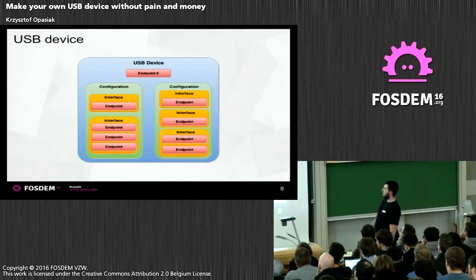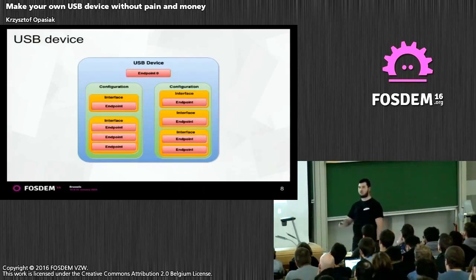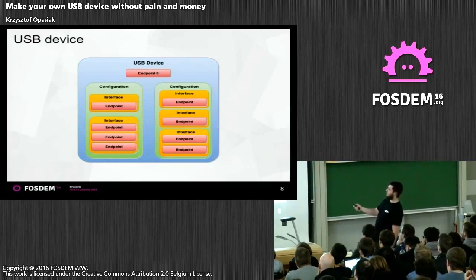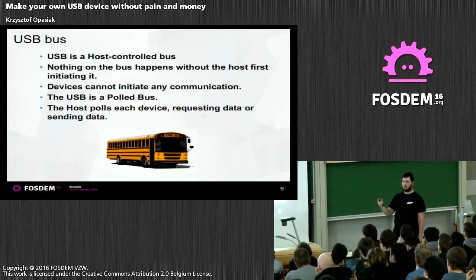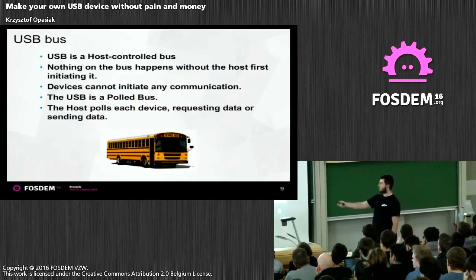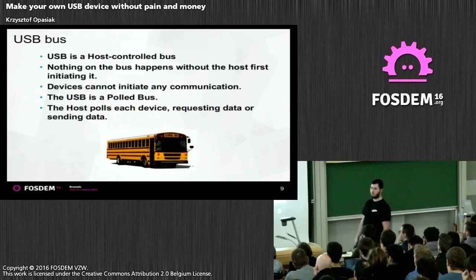Interfaces are grouped into configurations. All interfaces in a single configuration can be used at the same time. But a device may have multiple configurations, and only one of them may be active at a time. So the host can communicate only with interfaces from the active configuration.